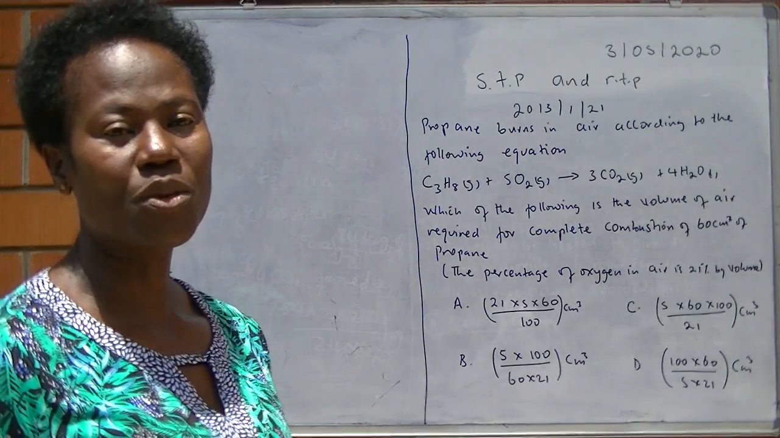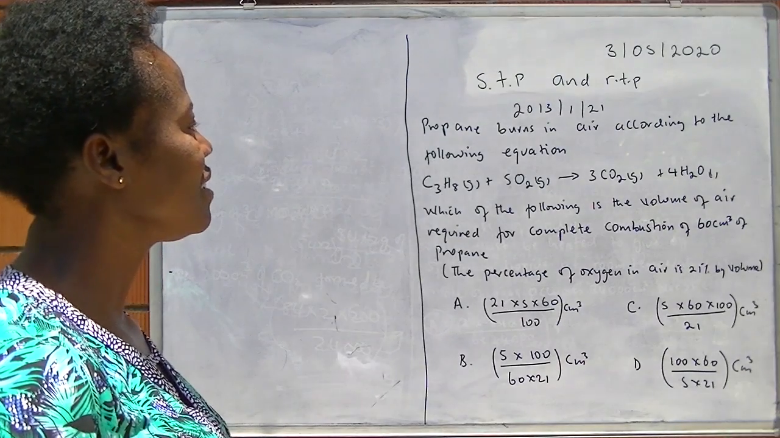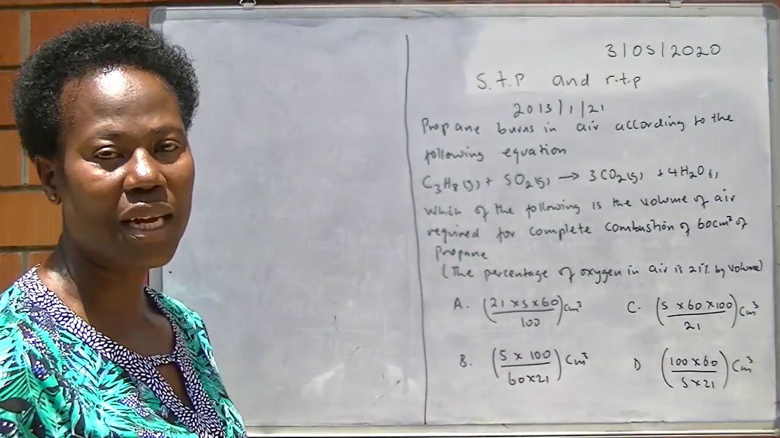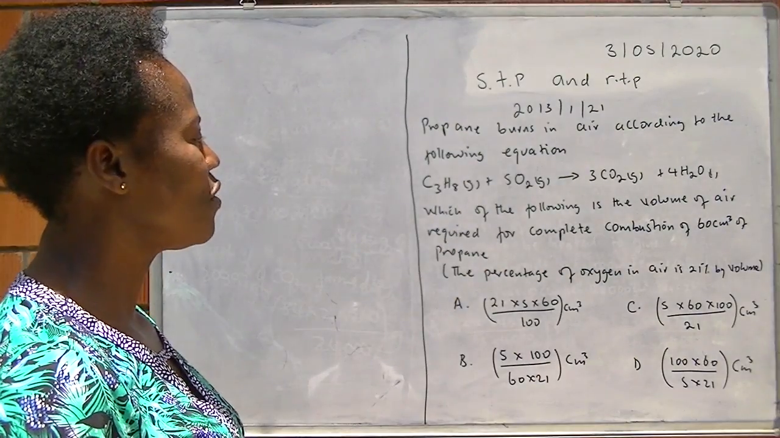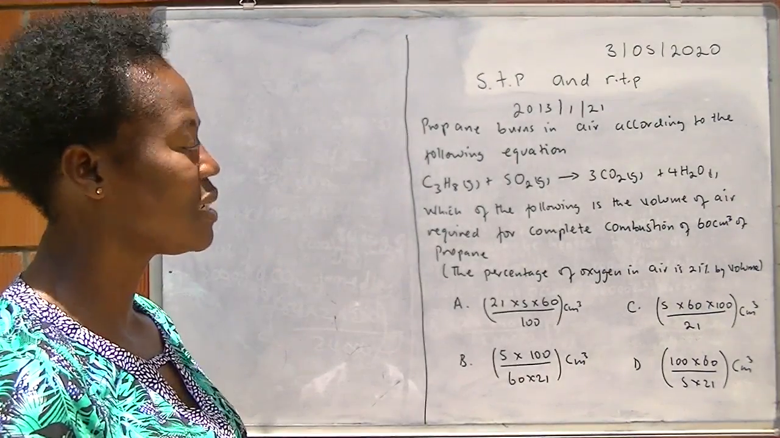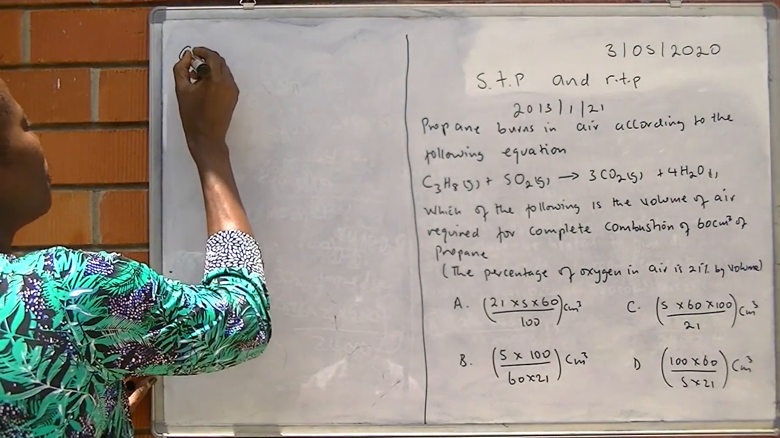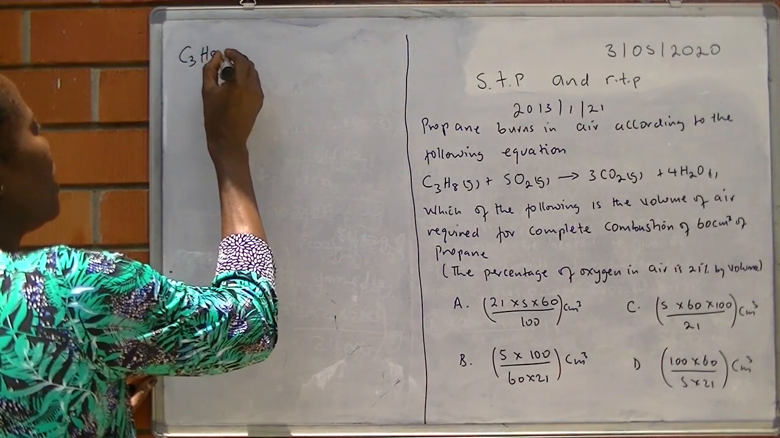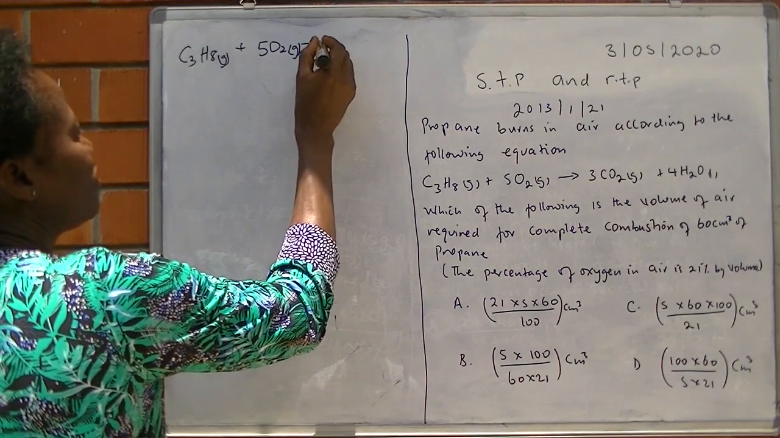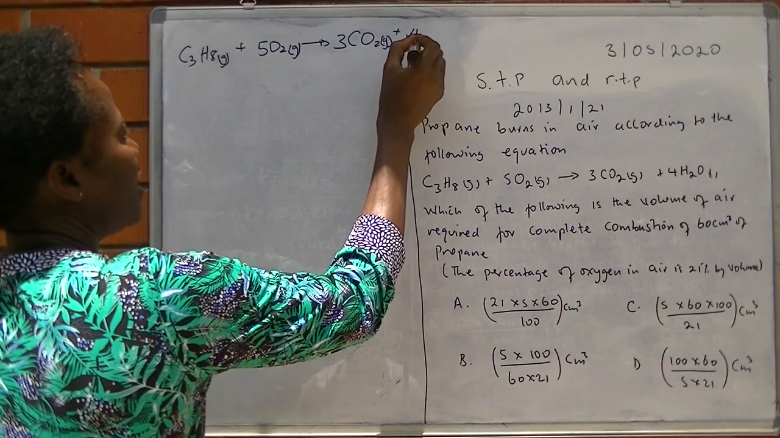Another example is obtained from 2013, paper 1 number 21. Propane burns in air according to the following equation: propane plus oxygen to give us carbon dioxide and water. Which one of the following is the volume of air required for complete combustion of 60 cubic centimeters of propane? So we have to rewrite our equation. Propane plus oxygen to give us carbon dioxide and water.